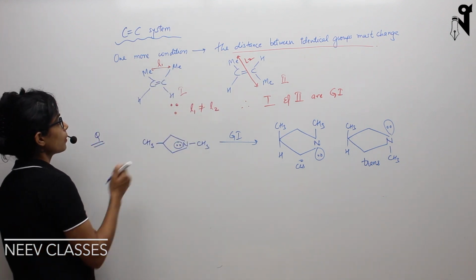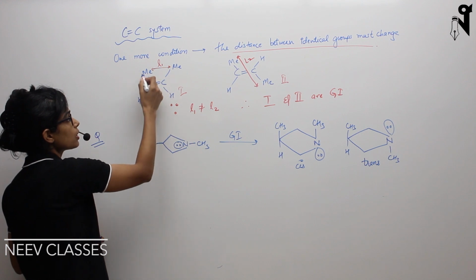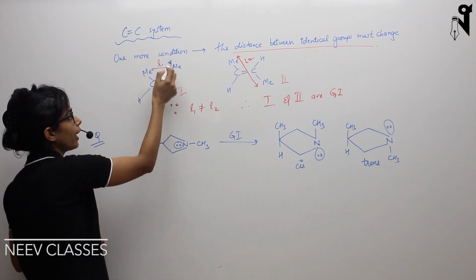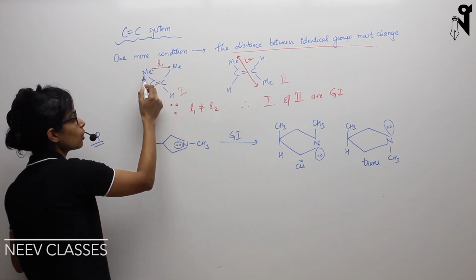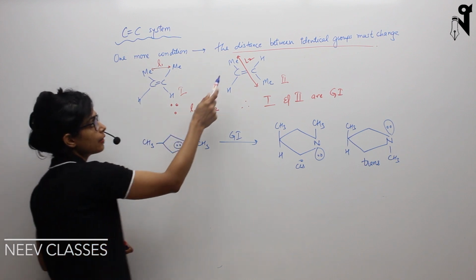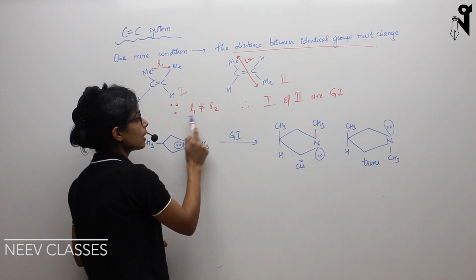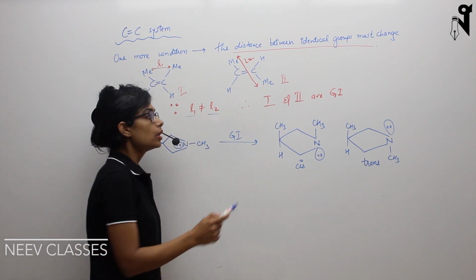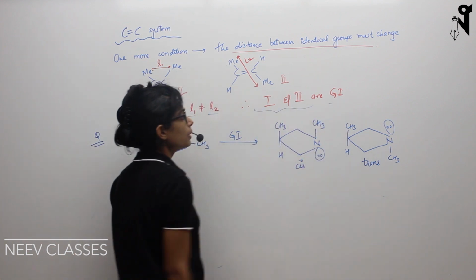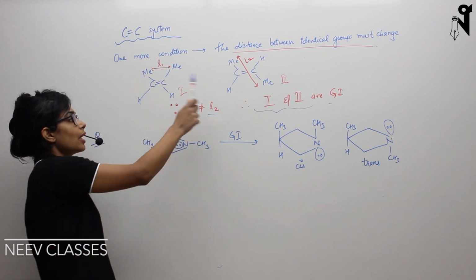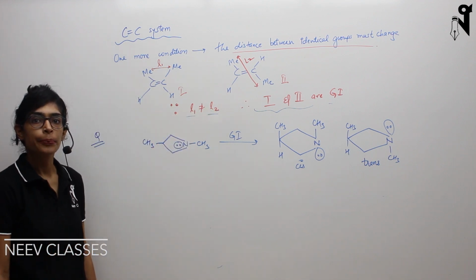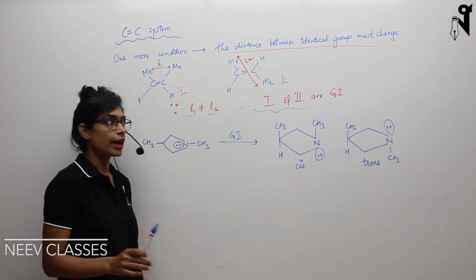Here I have drawn the same structure, C double bond C, Me over here. L1 is the distance between this methyl group and this methyl group, and here is methyl on the trans position. So this is L2. Till the time L1 is not equal to L2, groups 1 and 2 will be showing GI. As soon as L1 and L2 become the same, it will not show GI.